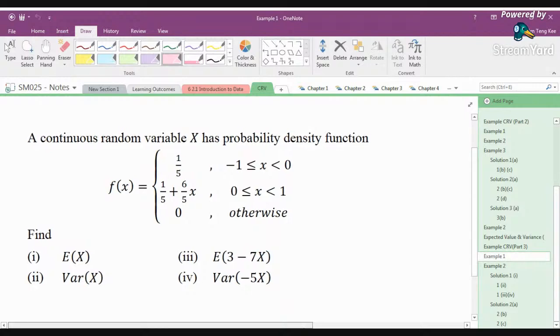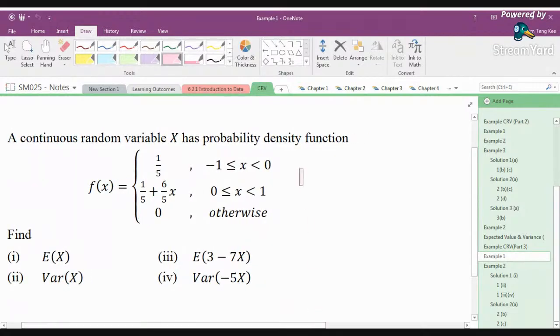So example 1. This example is a bit tough because we start with a PDF with more than one non-zero function. So please be aware of how to solve for this case here. Okay. Now I will proceed further for the solution. So please have a look.